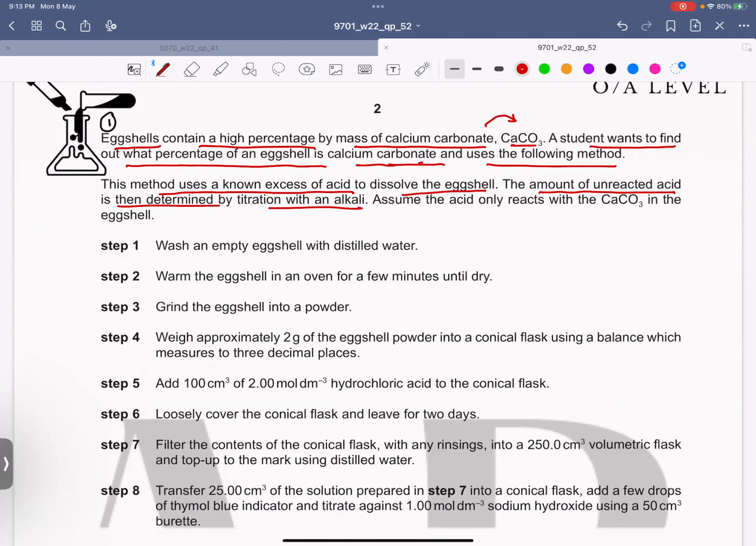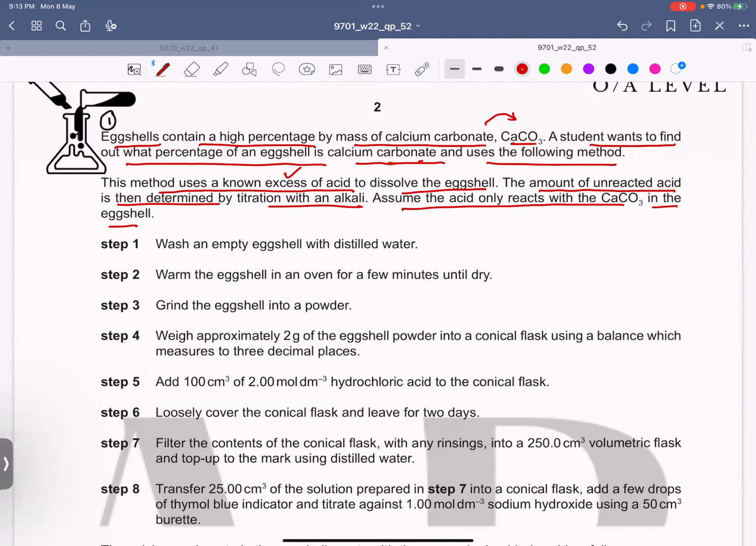So it means we are using an excess of acid, and for the rest of the acid, after the reaction is completed, we will do the titration with an alkali to find out how much acid is left behind, so we are able to know how much acid has been used with the eggshell. Assume the acid only reacts with calcium carbonate in the eggshell.